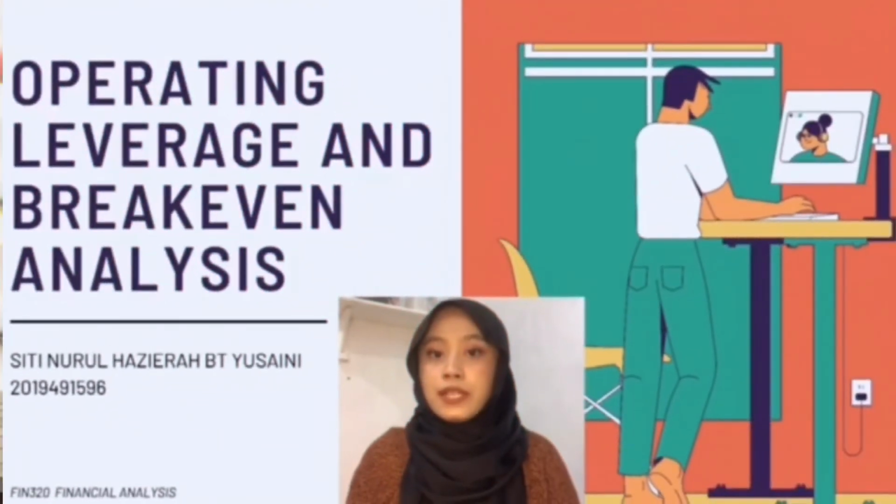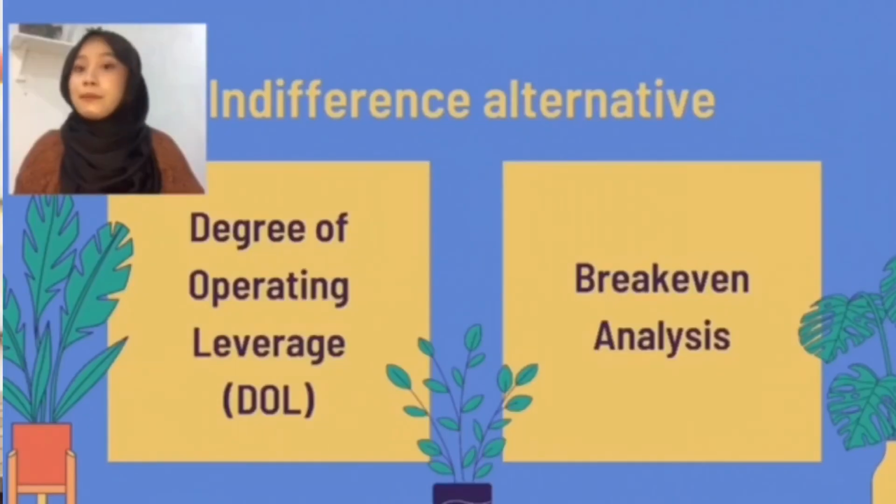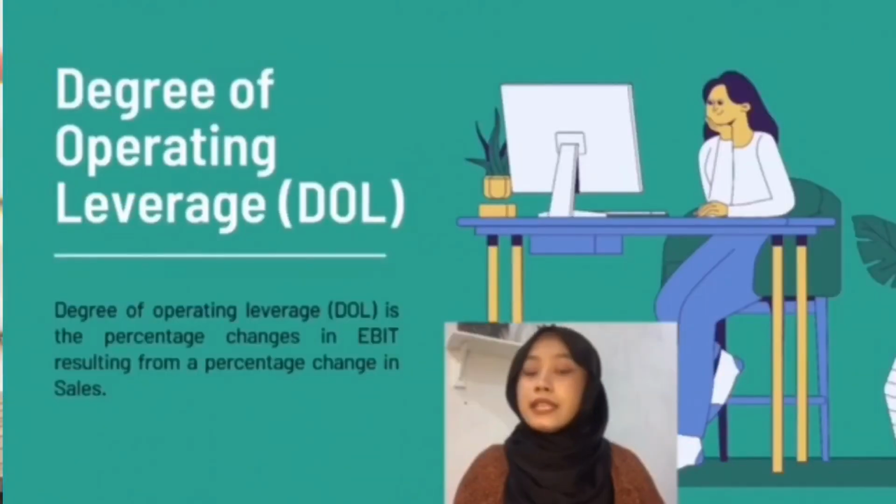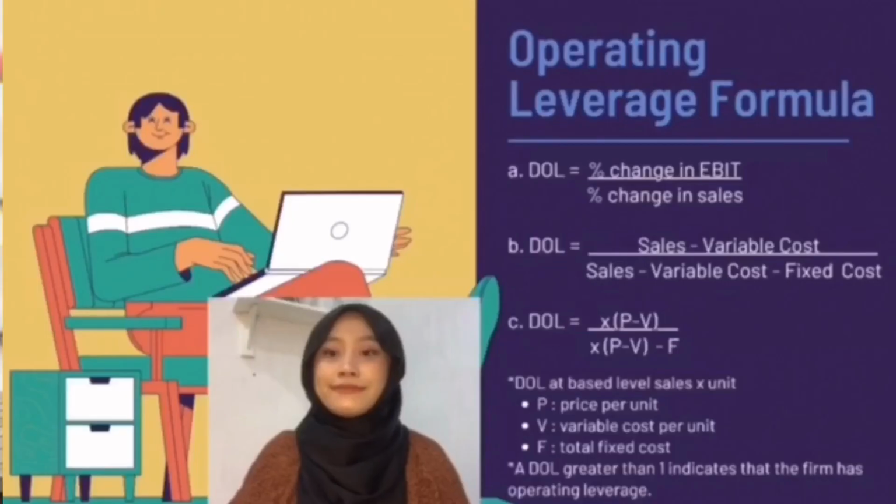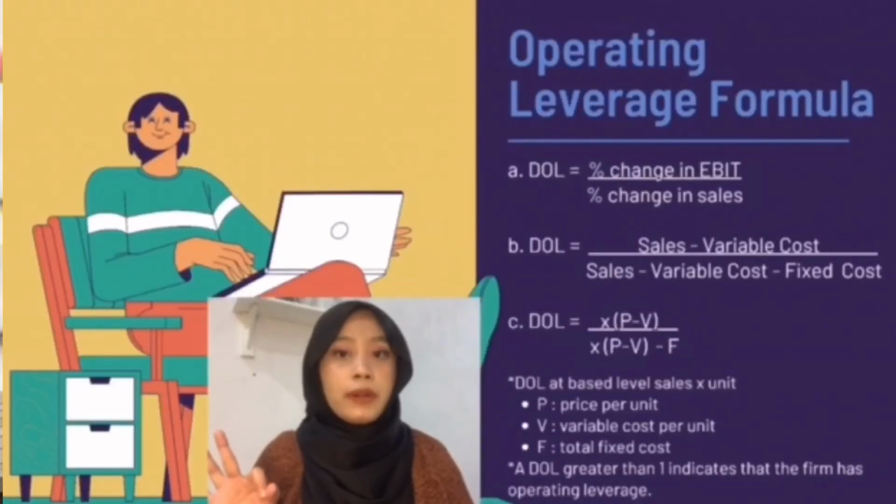So I would like to present chapter 6, which is operating leverage and break-even analysis. Based on this topic, there are two alternatives, which are degree of operating leverage and break-even analysis. The definition of degree of operating leverage, DOL, is the percentage change in EBIT resulting from a percentage change in sales. There are three formulas of operating leverage.